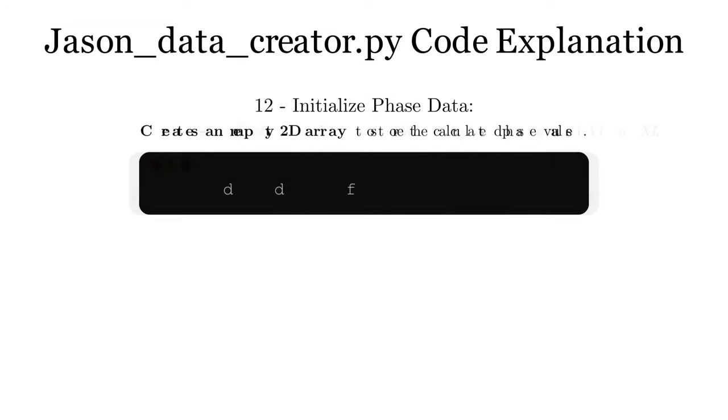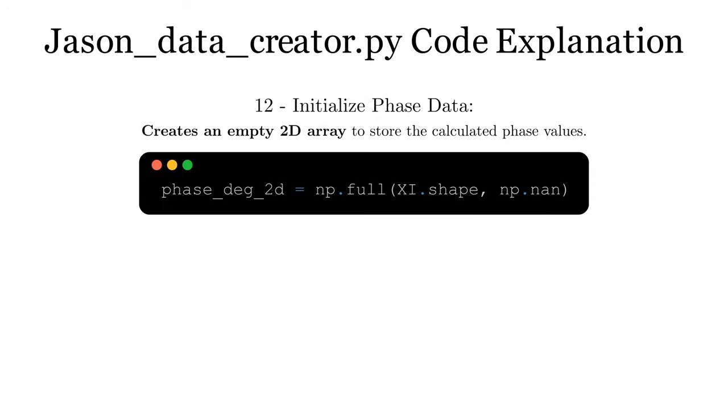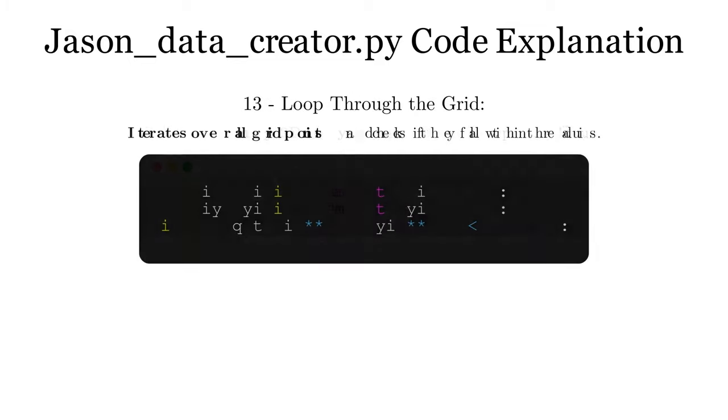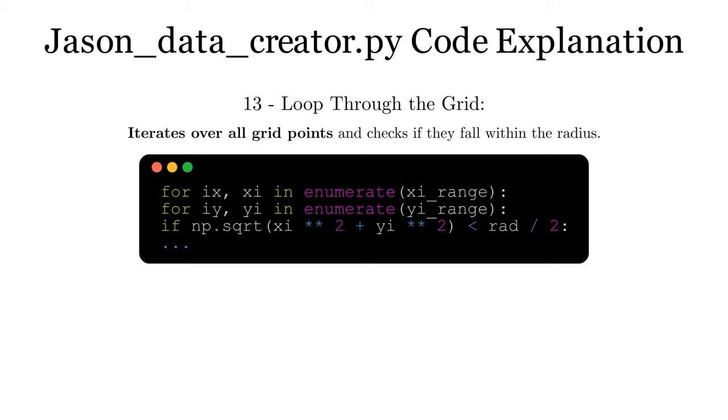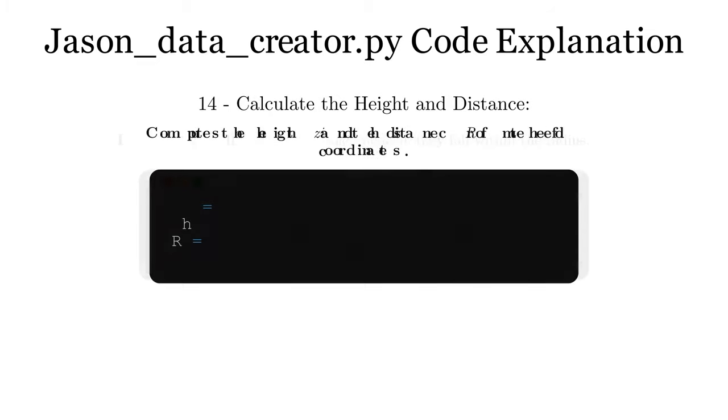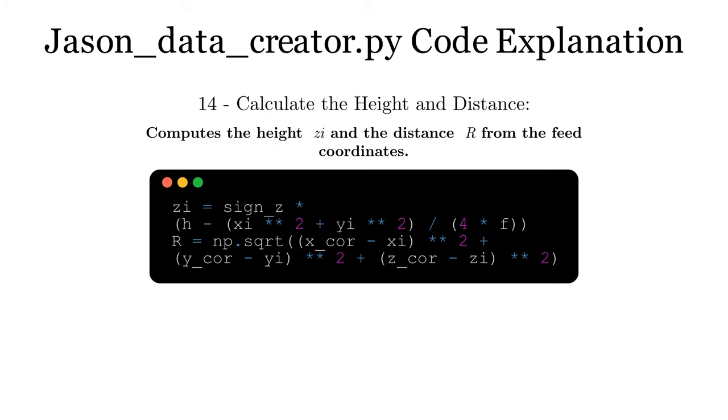Step 12. Initialize phase data. It creates an empty 2D array to store the calculated phase values. Step 13. Loop through the grid. It iterates over all grid points and checks if they fall within the radius. Step 14. Calculate the height and distance. It computes the height zi and the distance r from the feed coordinates.